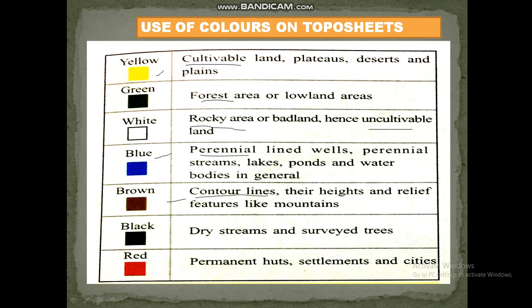Contour lines are lines drawn on a map connecting places having equal height above sea level. Then black color is used for some symbols, trees, or triangulated heights. And red color is used for huts, settlements, or showing cities, etc.